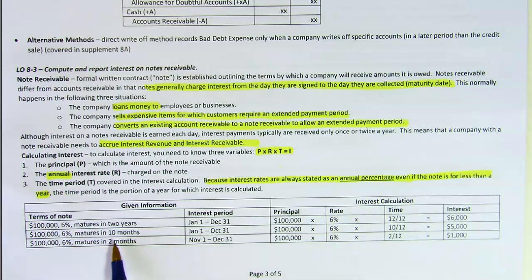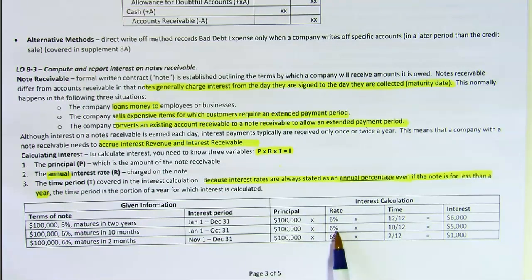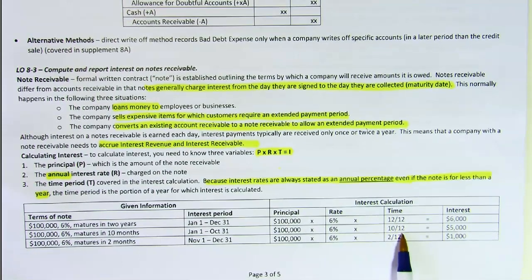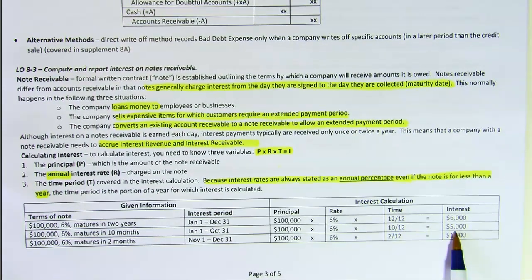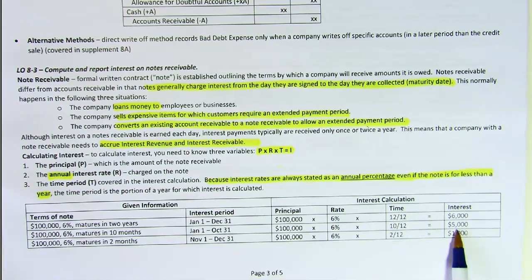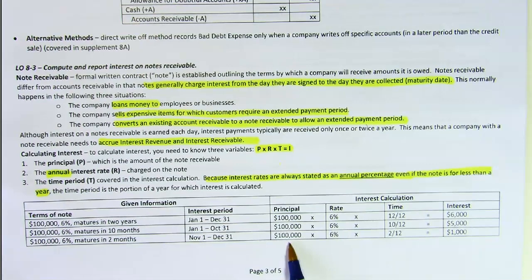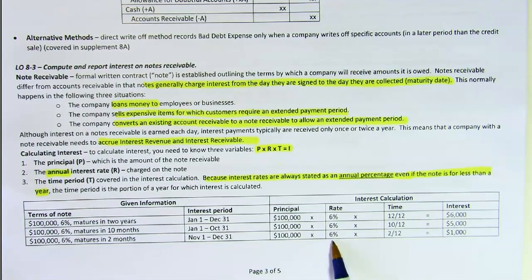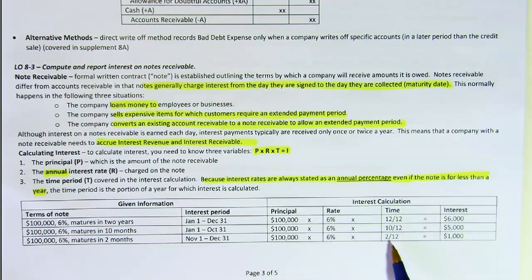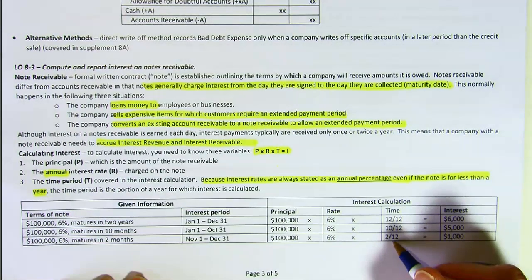If the note matures in 10 months, that's a short-term note. It's 1 year or less in length. We'd multiply the $100,000 times 6% times 10 months divided by 12. And so interest earned would be $5,000. If that same note matures in 2 months, the principal, $100,000 times the interest rate, 6% times 2/12. Notice the denominator is always 12 because it represents a year.